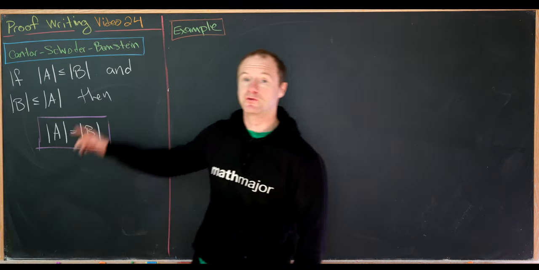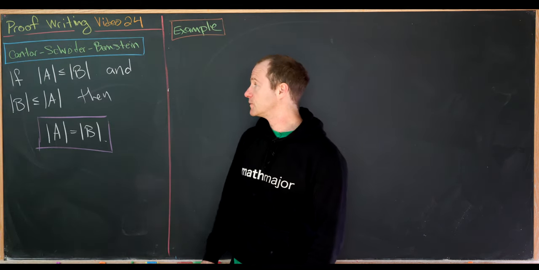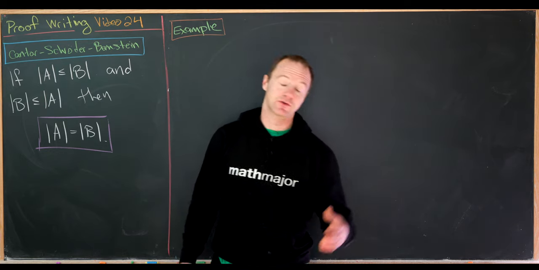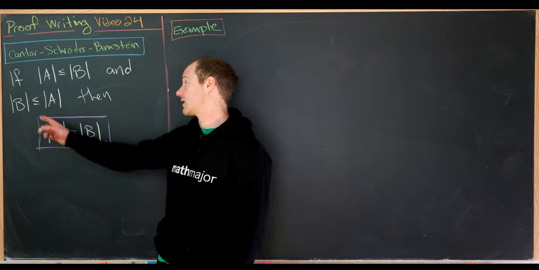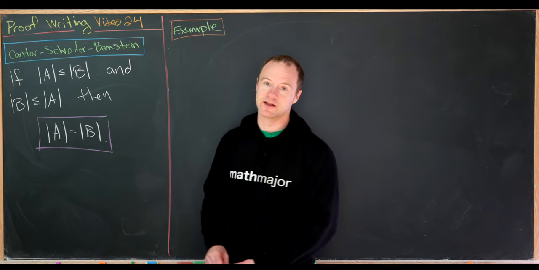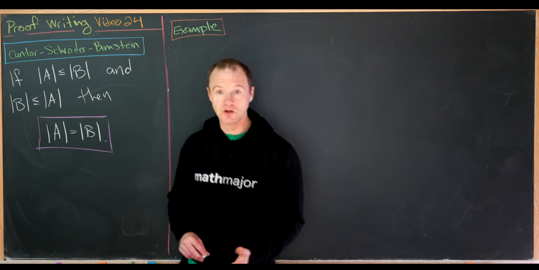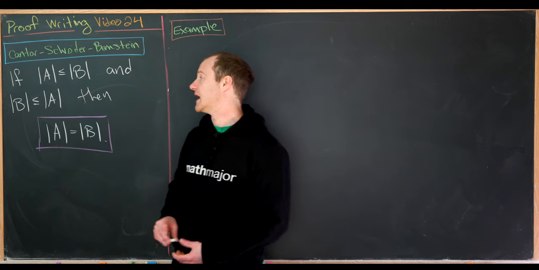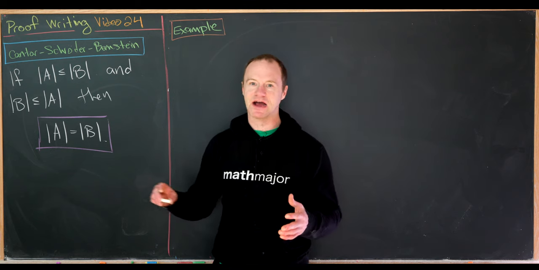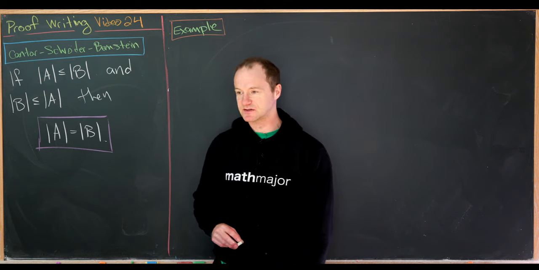So we just finished proving the Cantor-Schroeder-Bernstein theorem, which says that if the cardinality of A is less than or equal to the cardinality of B, and the cardinality of B is less than or equal to the cardinality of A, then the two cardinalities are equal. But in terms of functions, that means if we have an injection from A to B and an injection from B to A, then we have a bijection between these two sets.